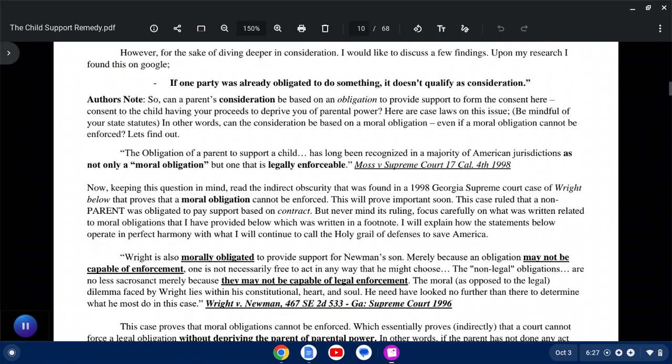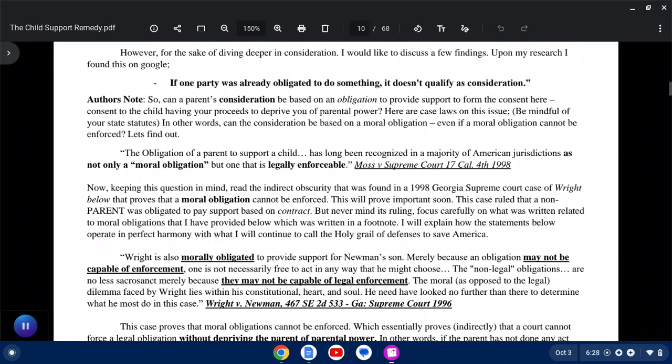If one party was already obligated to do something, it doesn't qualify as consideration. Now that's very interesting. So, can a parent's consideration be based on an obligation to provide support to form the consent here? Consent to the child having your proceeds to deprive you of parental power. Here are case laws on this issue. Be mindful of your state statutes.